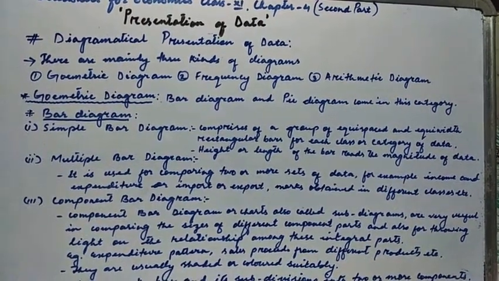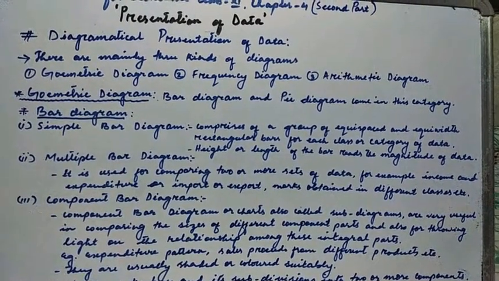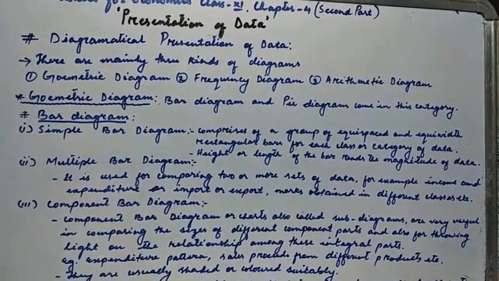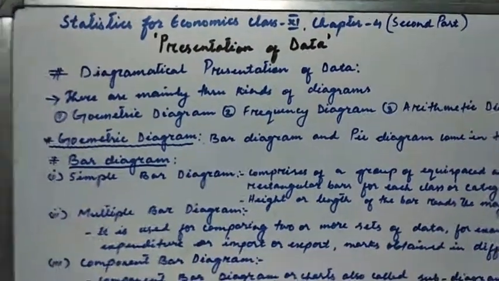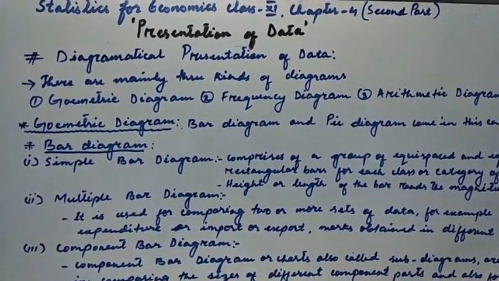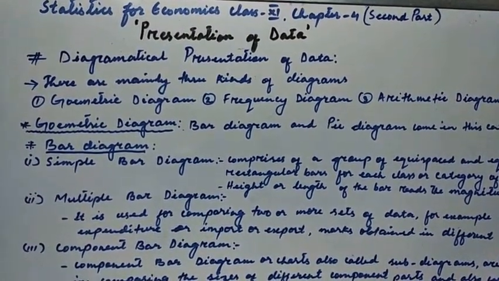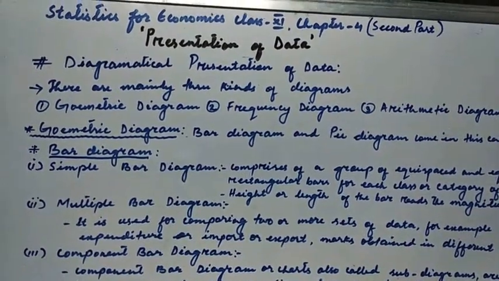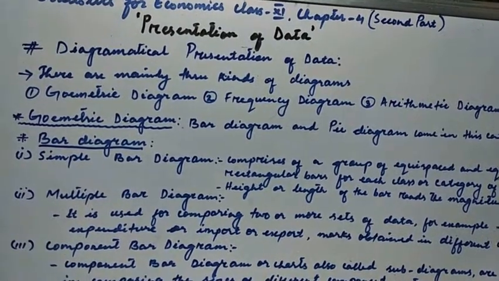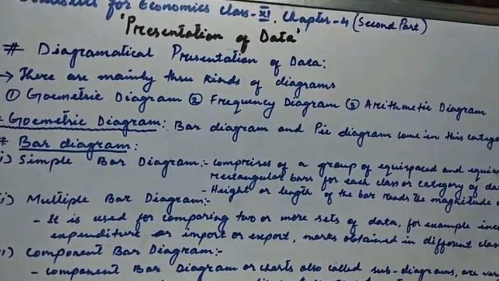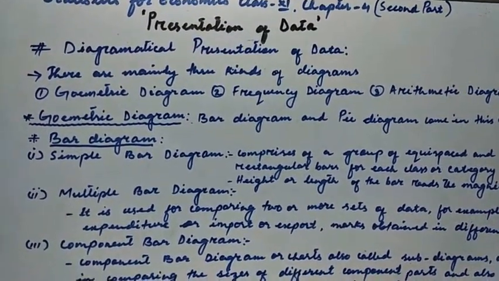So we have discussed textual presentation of data and tabular presentation of data. The third and the last one that we have is diagrammatical presentation of data. So we are going to represent data in a diagrammatical form. Even in diagrams, there are mainly three kinds that we use to represent data. The first one is geometric diagram, the second one is frequency diagram, and the third is arithmetic diagram. First we are going to discuss geometric diagram in detail.